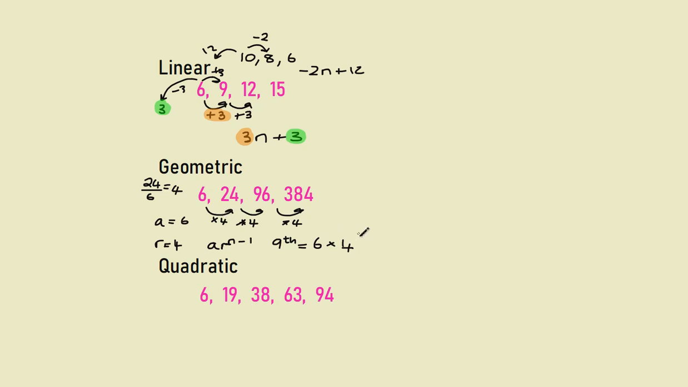which was going to be 8. Okay, because 9 take away 1 is 8. You'd put that into your calculator and you'd get your answer.